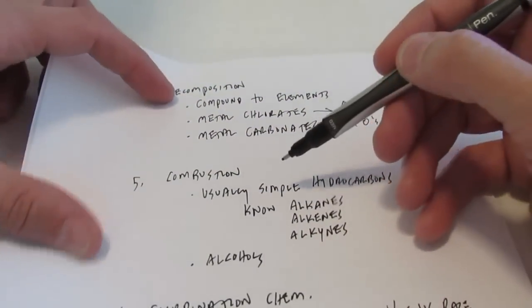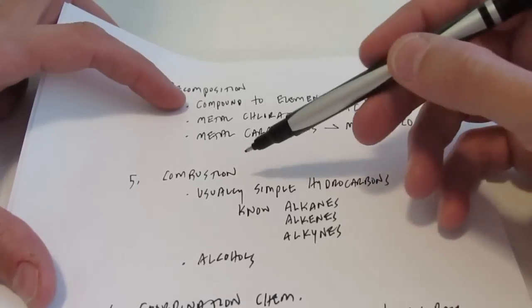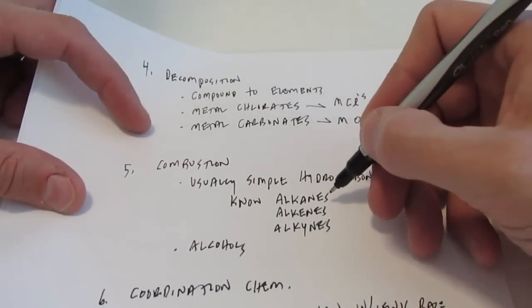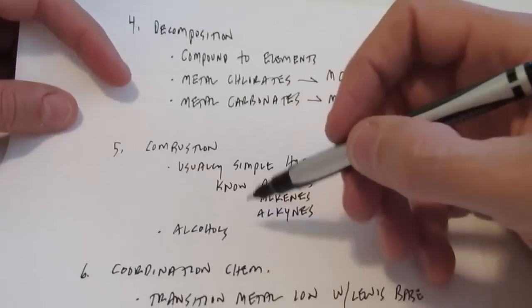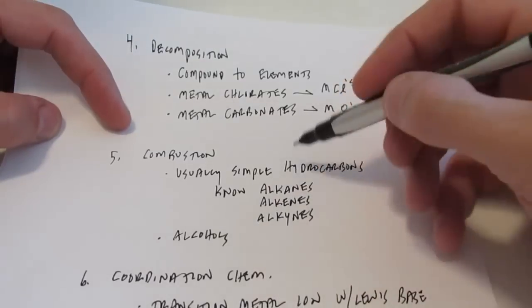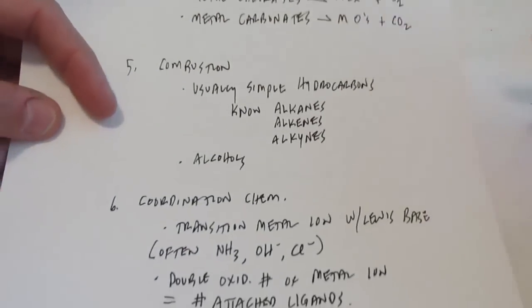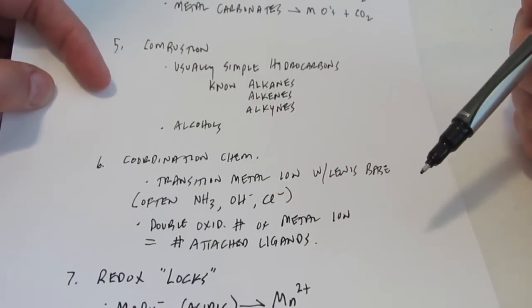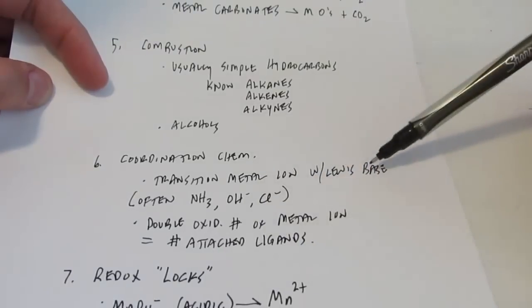Okay, combustion reactions are once in a while placed on the equations section. These are usually simple hydrocarbons. So maybe go through your first 10 alkanes, know your alkenes and alkynes. And every once in a while you'll see an alcohol. If you know your alkanes, you should be able to figure out the formula for the alcohol. Every once in a while you're going to see a coordination chemistry problem. These involve a transition metal ion with a Lewis base.